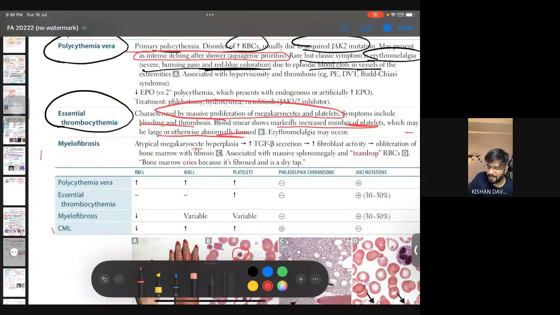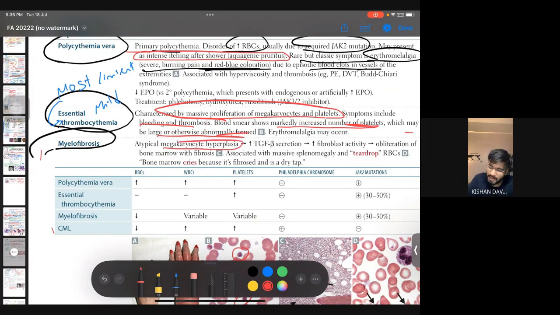Now, if in the question they ask which is the most lenient myeloproliferative disorder, this is essential thrombocythemia. It's not very severe. Okay, it's very mild. Okay, coming to myelofibrosis, that is the last one.